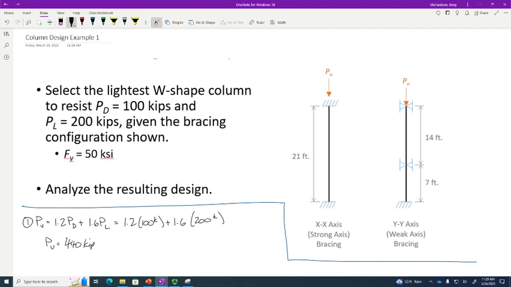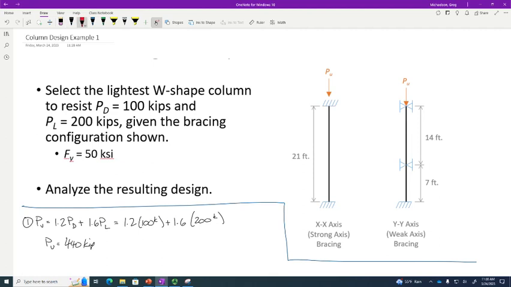Before we get away from this configuration, let's look up. Here's my bracing configuration. If I show you a bracing configuration, what do you think we need to figure out? The K values, right? So how many K values do we need for the x-axis? 1. How many for the y? 2.